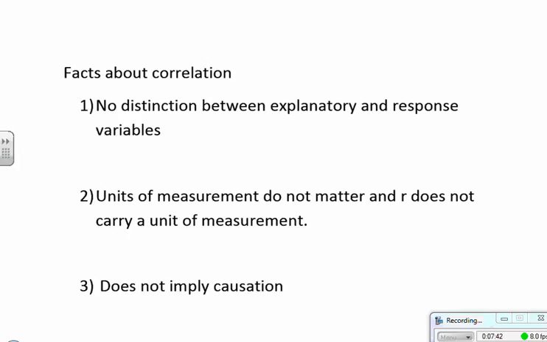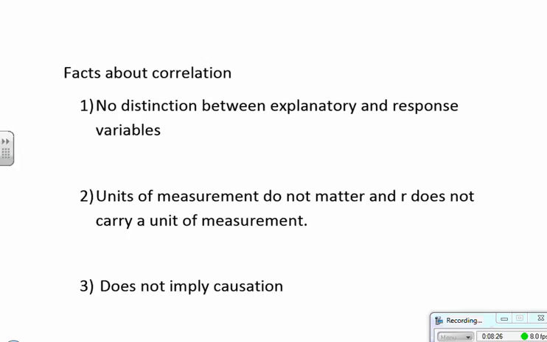Okay, number 2, units of measurement don't matter. If we had data on height and weight that was in inches and pounds, and we then converted the data to meters and kilograms, both sets of data would have the same correlation. Doesn't matter if you convert the units, it'll still be the same. And R does not carry a unit of measurement. Okay, it's not 0.953 manatees or 0.953 inches. There's no unit assigned to the R.